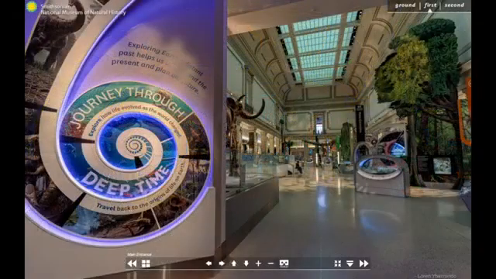A spiral-shaped collection of illustrations depicting prehistoric animal and plant life is displayed to the left of an entrance to the Hall of Fossils. It reads, "Journey through deep time. Explore how life evolved as the world changed. Travel back to the origins of life on Earth."